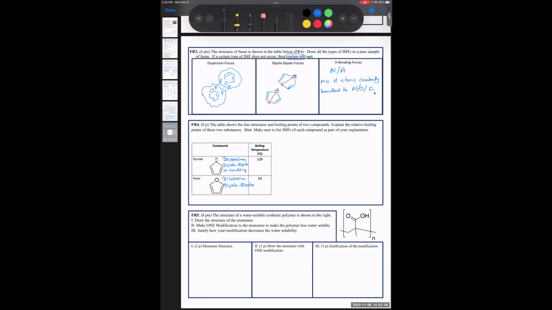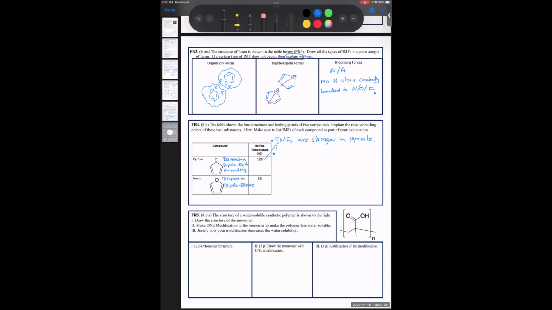The easiest thing to say is, first of all, if it has a higher boiling point, it should have stronger intermolecular forces. I can say IMFs are stronger in pyrrole. That's the first thing, pyrrole, because we know that it has a higher boiling point. Now why is this the case? Because it has hydrogen bonding contribution on top of dispersion and dipole-dipole.